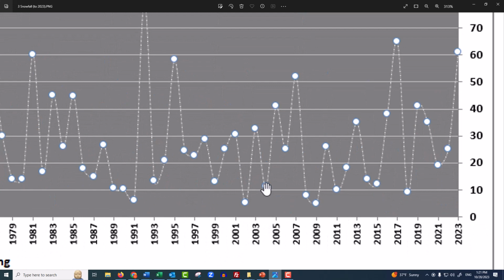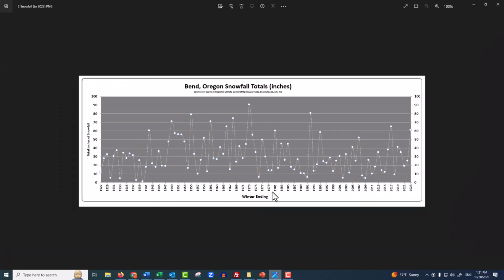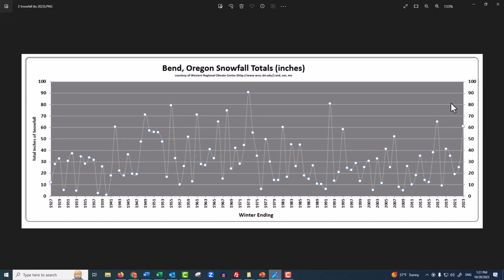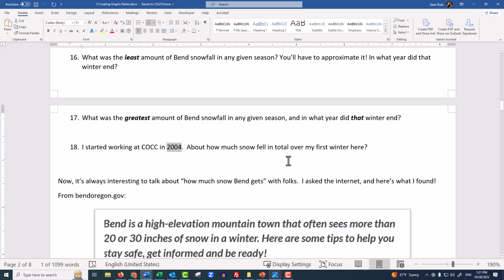2004. So 03, 05, 04. Oh, it was a lame winter. Look at that, y'all. About a foot of snow in 04. Ugh, that's terrible. I don't remember that because, well, A, because I'm old, and B, because we've been here a while. But there you go. That's how you can pull information off of a time series line chart.